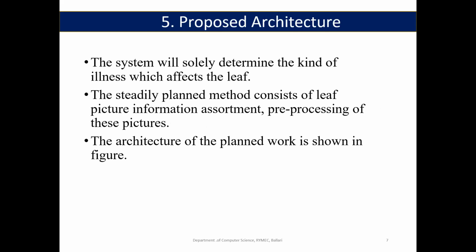In this, we determine the kind of illness which affects the leaf, and we are going to give a solution in less time. The method consists of leaf picture information collection, pre-processing of these images, and segmentation of these pictures using a K-means cluster method, gray level co-occurrence matrix, that is GLCM, which is used to extract the features, and at last the random forest algorithm, which is used for training of the method.